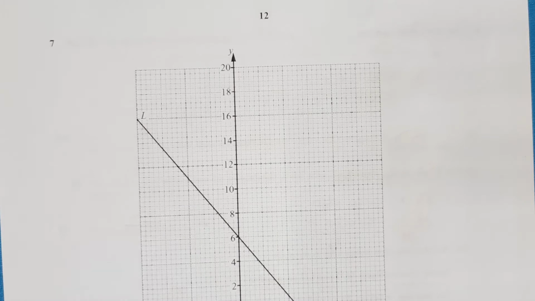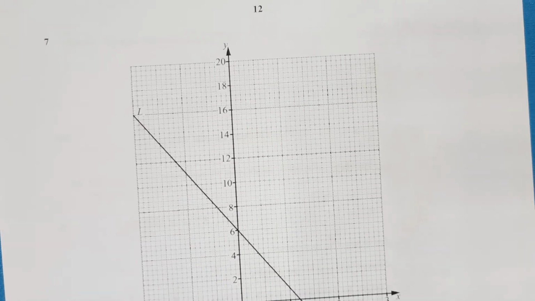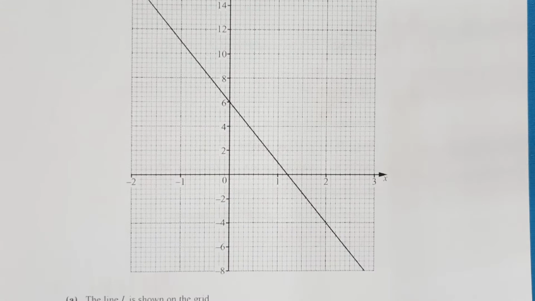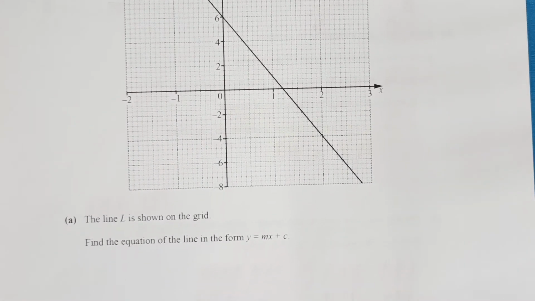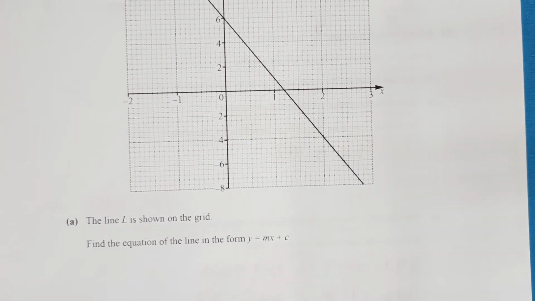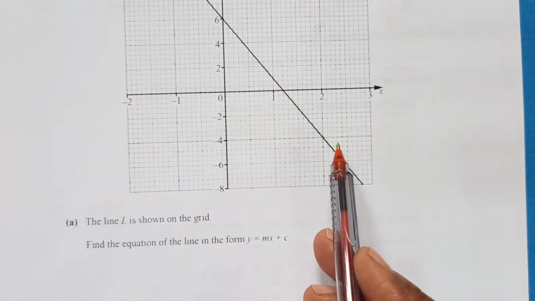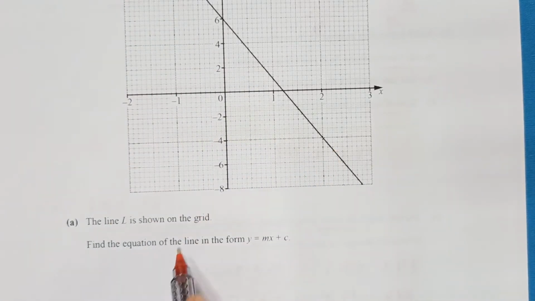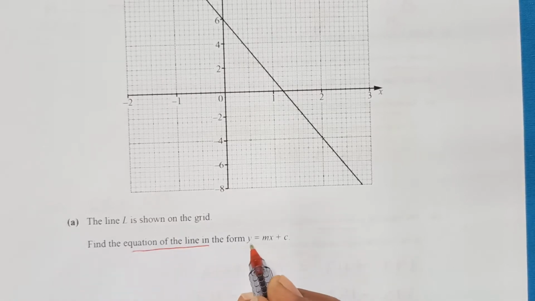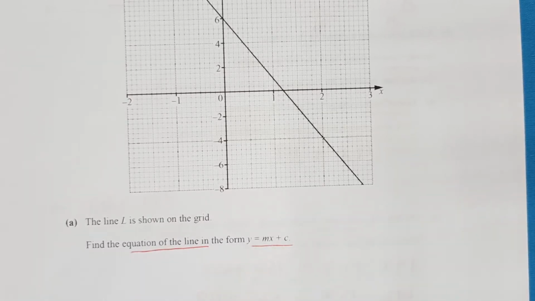Question 7. You can see we are given a graph of a straight line. So let's see the question. The line L is shown on the grid. So this is line L shown to us. Find the equation of the line in the form y equals mx plus c.